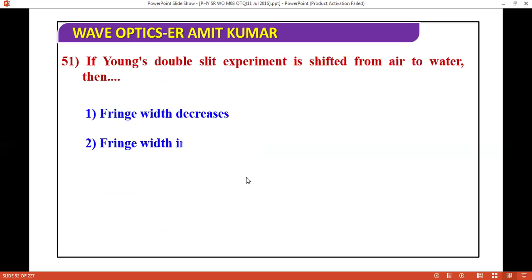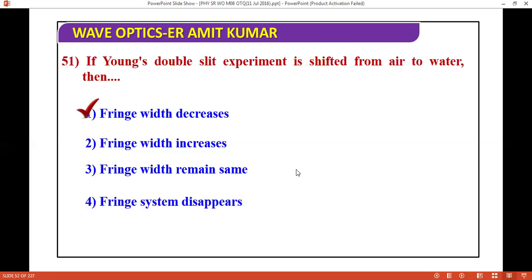In Young's double slit experiment, if the experiment is shifted from air to water, then the fringe width decreases, fringe width increases, fringe width remains the same, or the fringe system disappears. The fringe width decreases. We will do a numerical based on this concept. Basically, what's happening? Fringe width decreases. Okay, next question, I'm moving ahead.